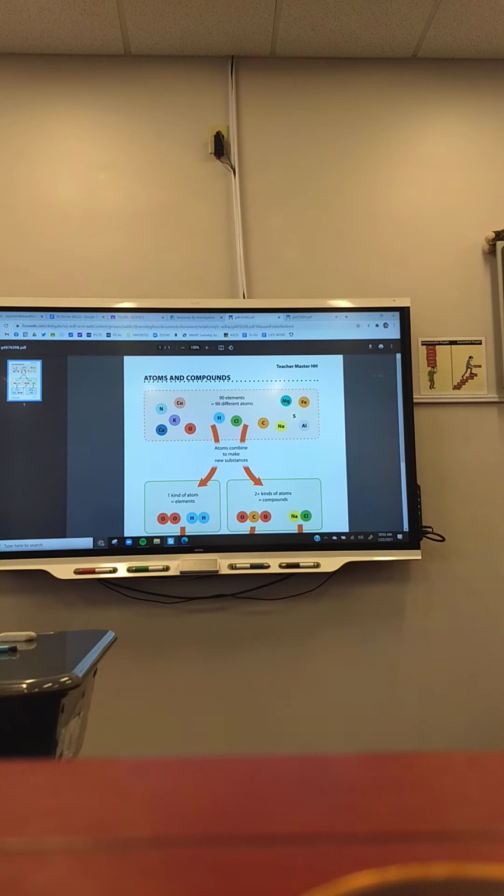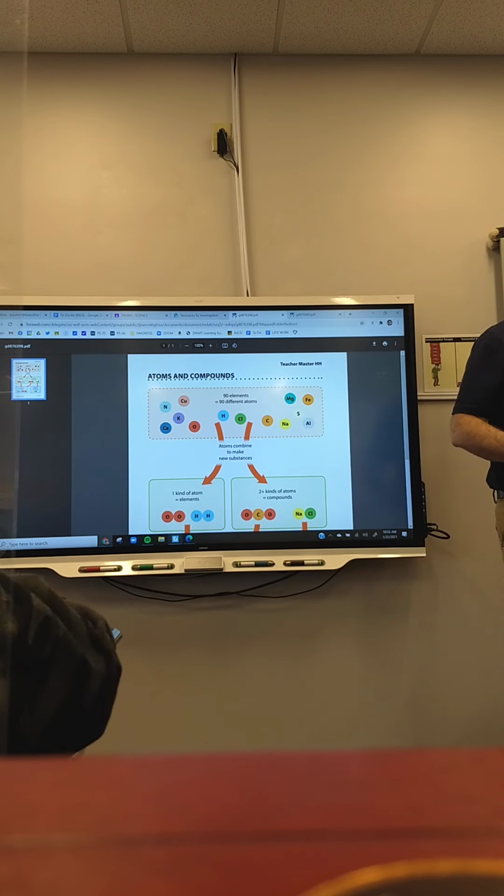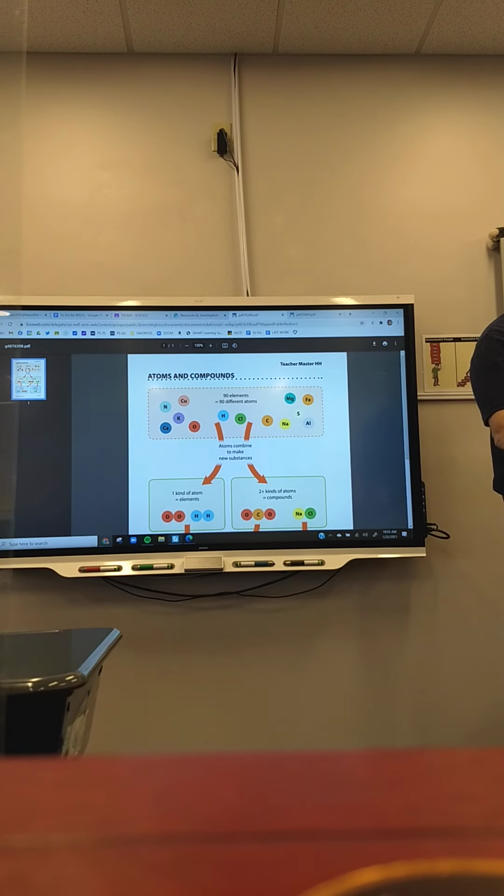Take out this sheet of paper I gave to about half of you. It says Teacher Master HH. This is where we left off last time as we started talking about atoms.